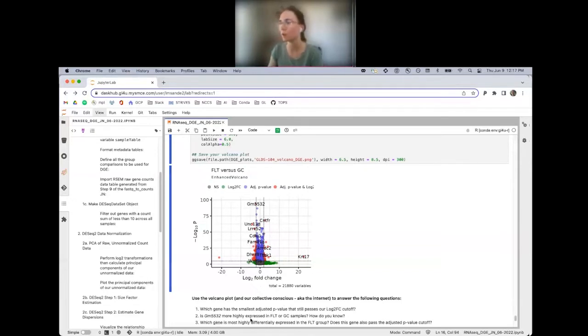So the question was, is it more highly expressed in flight or ground control samples? And so this is the same principle here. We know that anything with a negative log fold change means that it is lower expressed in the group being compared. So here that's flight. So that means it's going to have a lower expression in ground control. Right. So more highly expressed in the ground control samples. And we know because we can look at the sign of the log two fold change value.